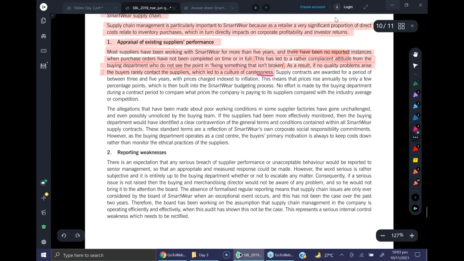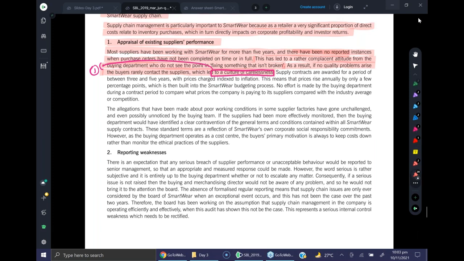So can I highlight this culture of carelessness as a problem and how to explain it? You can pick up information from the paragraph, give your own analysis, give your own touch to it as well. Just don't copy paste and leave it alone. Okay, further. Poor supplier management as well. It's more supplier management, right?